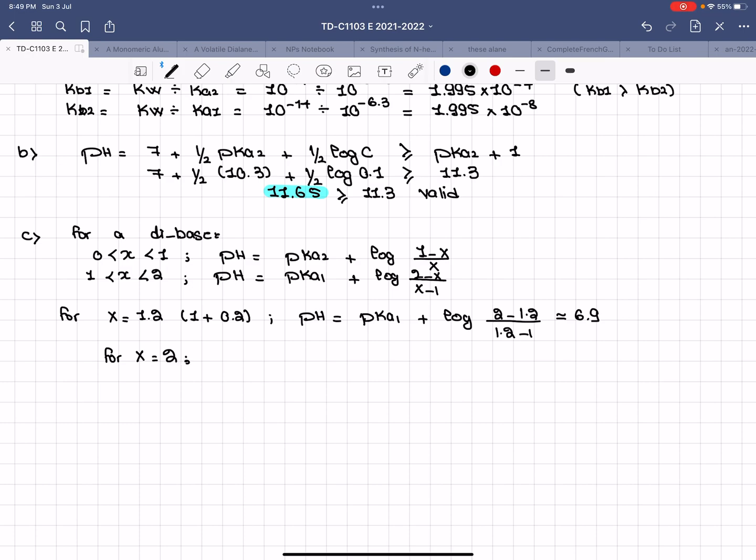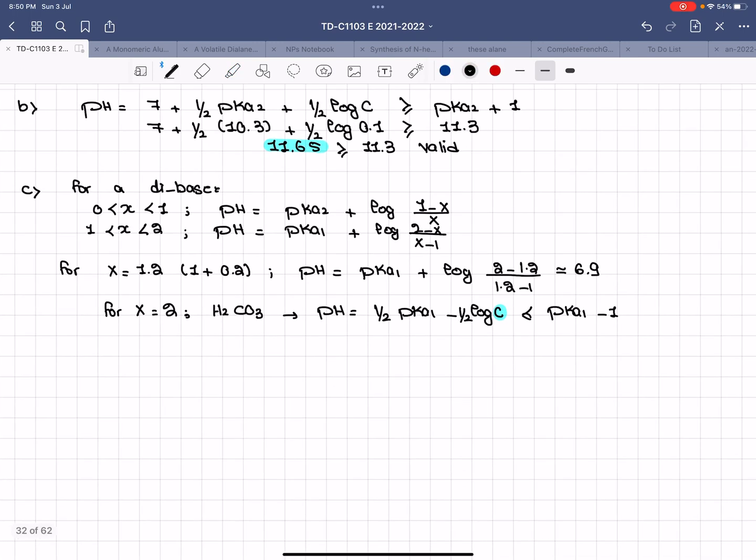For X equals 2, this is the second equivalence point. You have H2CO3 in the system. The pH is equal to half pKa1 minus half log C. If the validity condition holds, that is less or equal, then pKa1 minus 1. Agreed? So, calculate this.